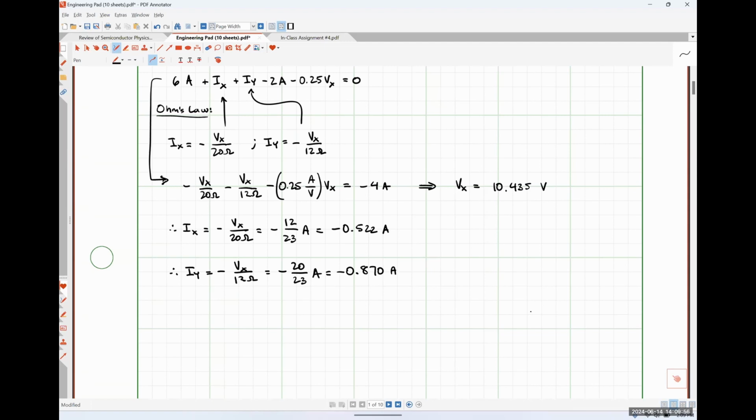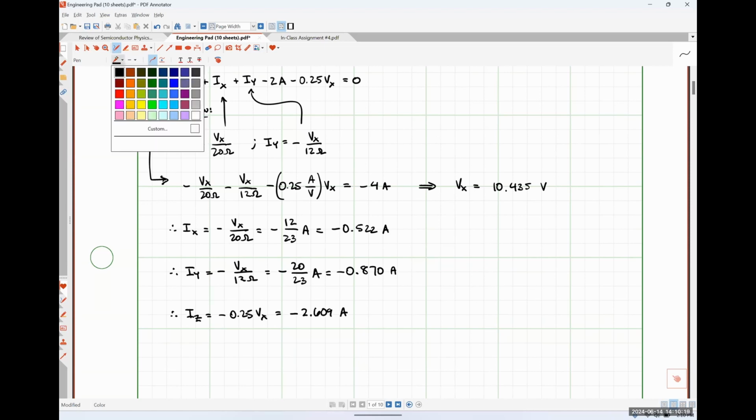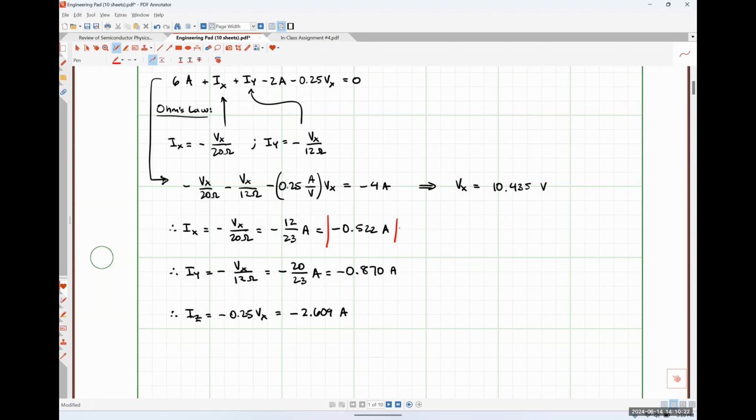And lastly, we know that Iz is equal to negative 0.25 Vx, or negative 2.609 amperes. So that's how I would solve that particular homework problem.